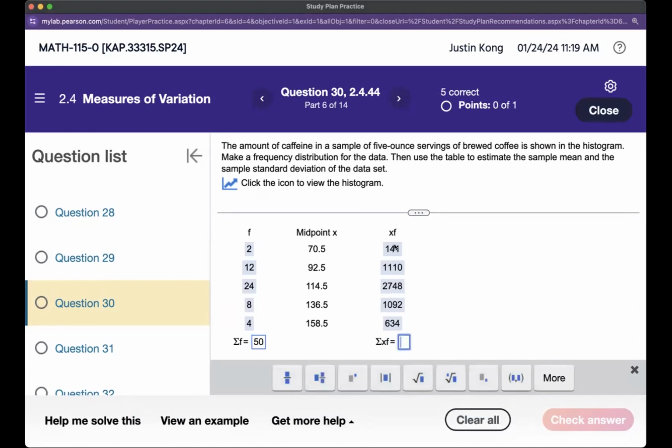And then this is the sum of these xf's. That means just the sum of these multiplied values. So basically what that gives you is kind of like the sum of all the data values in a way, except we don't know the individual specific data values. So since we don't know the individual data value, we just take the average of the class as being the value that we choose. So in this case it would be 141 plus 1110 plus 2748 plus 1082 plus 634.